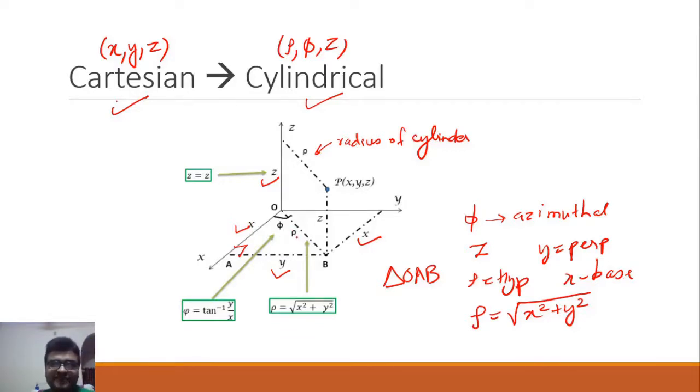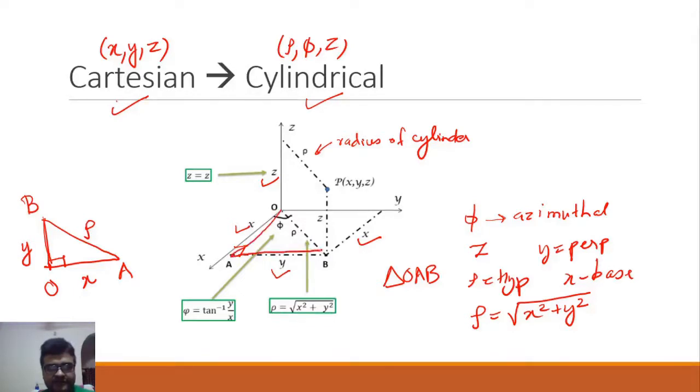I'll draw this vertically. In a right angle triangle which has O, A and B as its vertices, we know that this OA dimension is x, OB dimension is y, and AB dimension is rho. I have drawn this triangle. This triangle has rho as one of the dimensions, which is the hypotenuse, and x and y are the base and perpendicular respectively. So to find rho, you have to apply this Pythagoras theorem. So it is written here, as you can see.